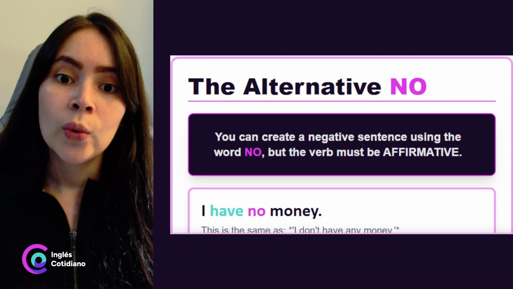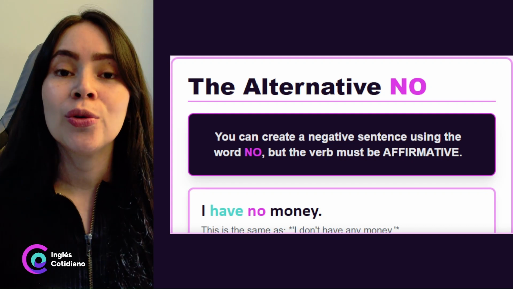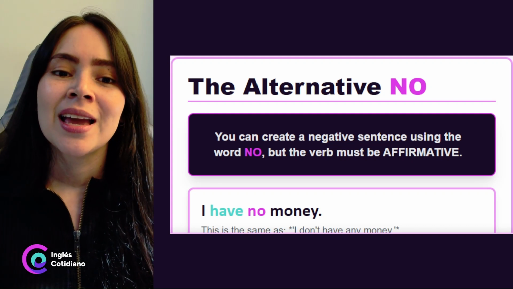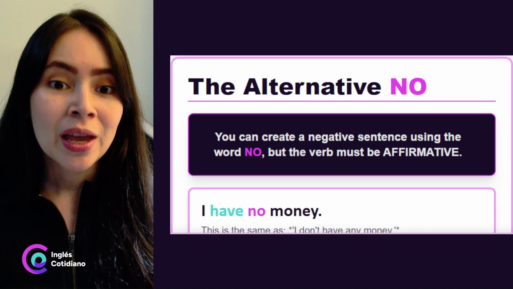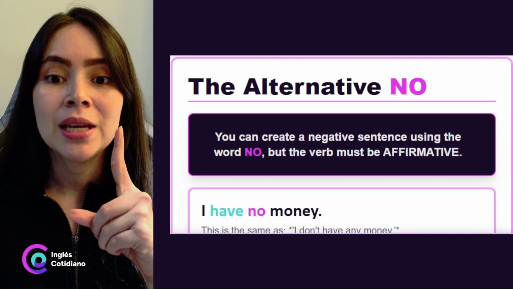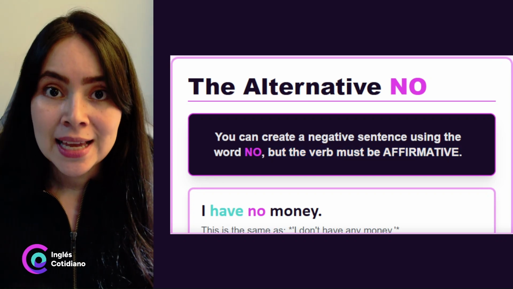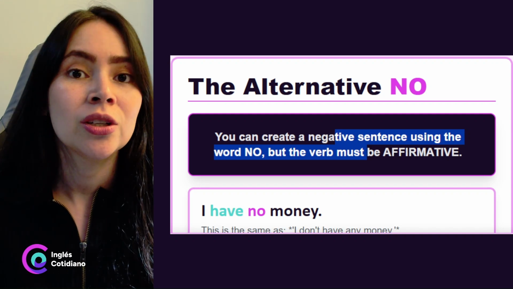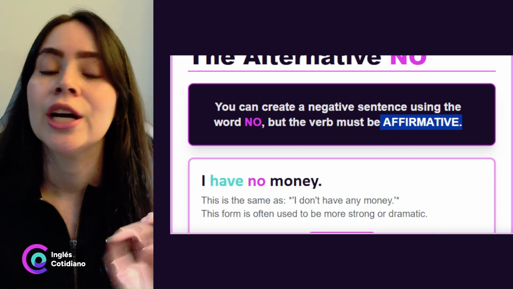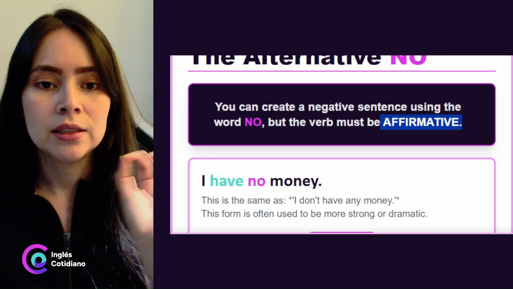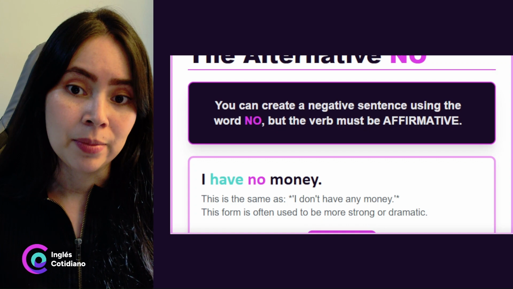Let's proceed now with the word no. This is the other way we have in English to create negative sentences. You can create a negative sentence using the word no, but the verb must be affirmative. This information is super important here. Check this out. Here we are not using not, doesn't, don't, didn't, or won't. Here the conjugation of the sentence is affirmative.